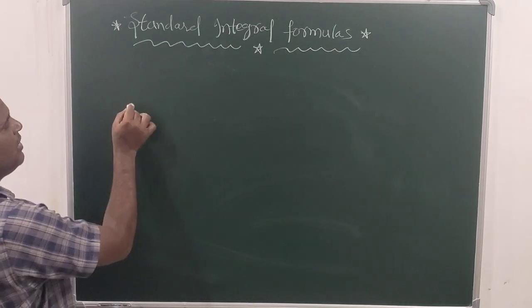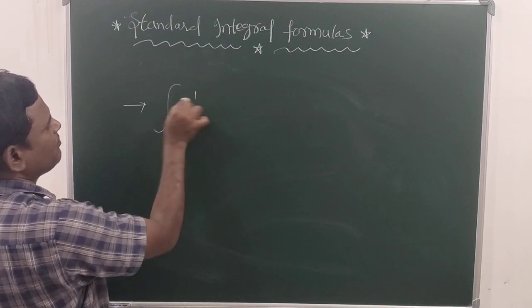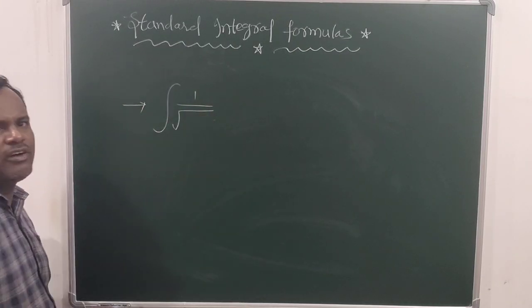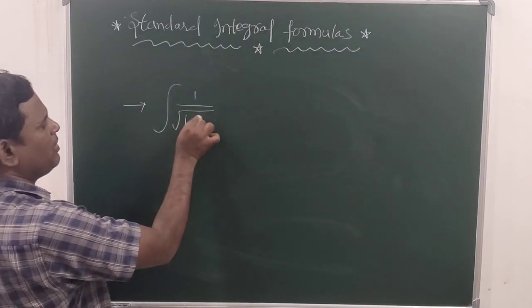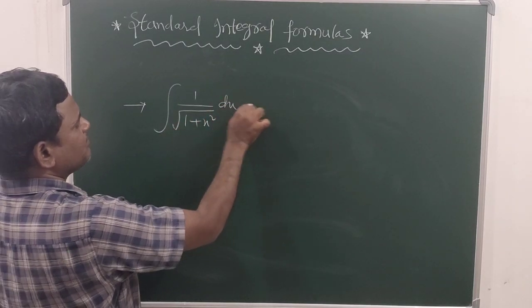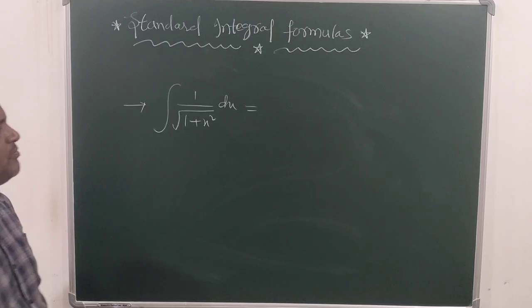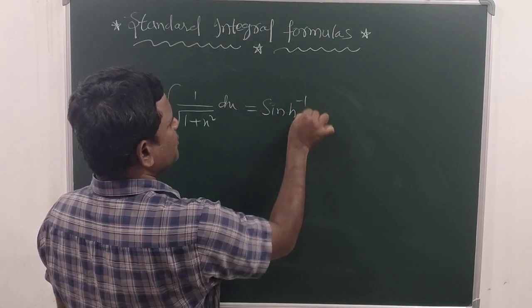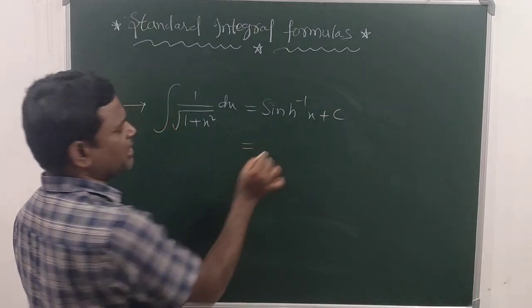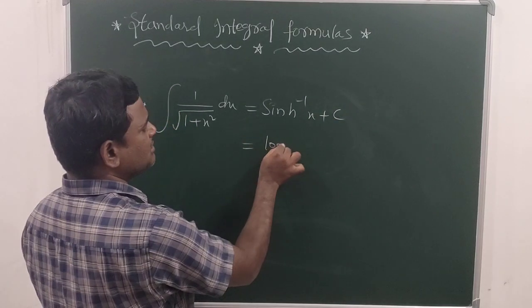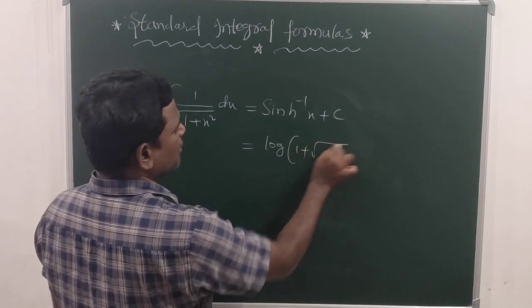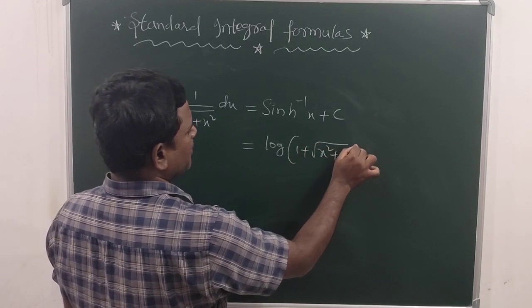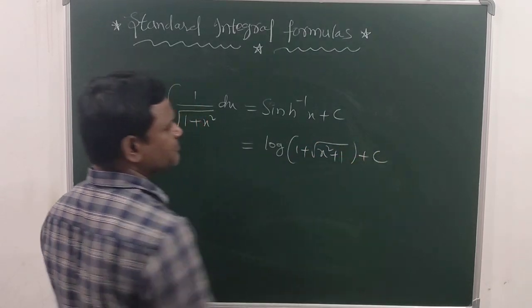Next, integral of 1 by square root of 1 plus x square dx will become sinh inverse of x plus c. Otherwise, you can express it in terms of log as log of x plus root of x square plus 1, plus c.